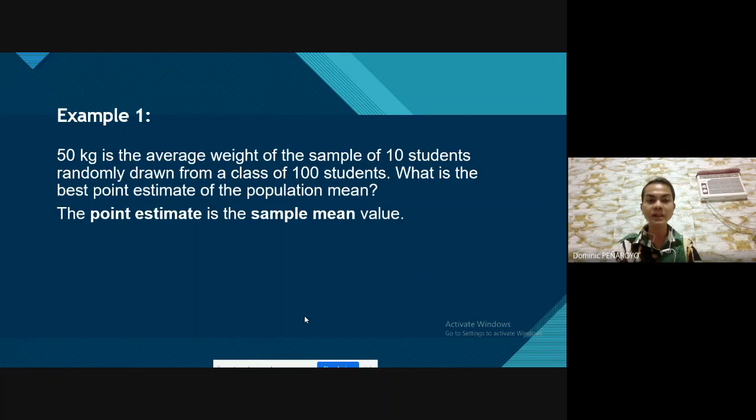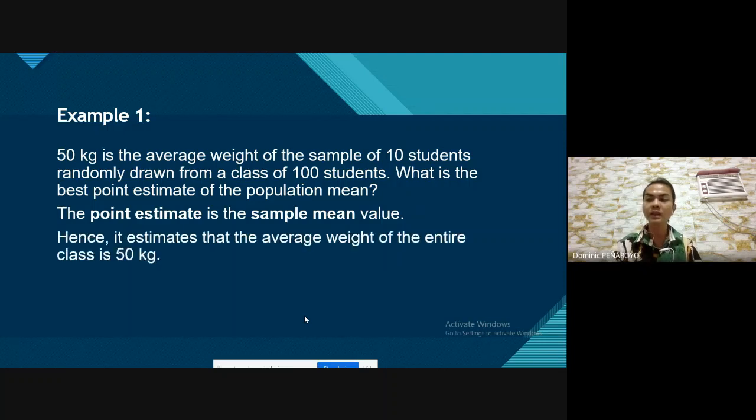Now, in this given example, 50 kilograms is the average weight of the sample of 10 students that is randomly drawn from a class of 100 students. So in this example, 50 kilograms is the sample mean. Thus, it estimates that the average weight of the entire class is 50 kilograms. So the best point estimate is 50 kilograms. So let me repeat again. The best point estimate is the sample mean value itself.